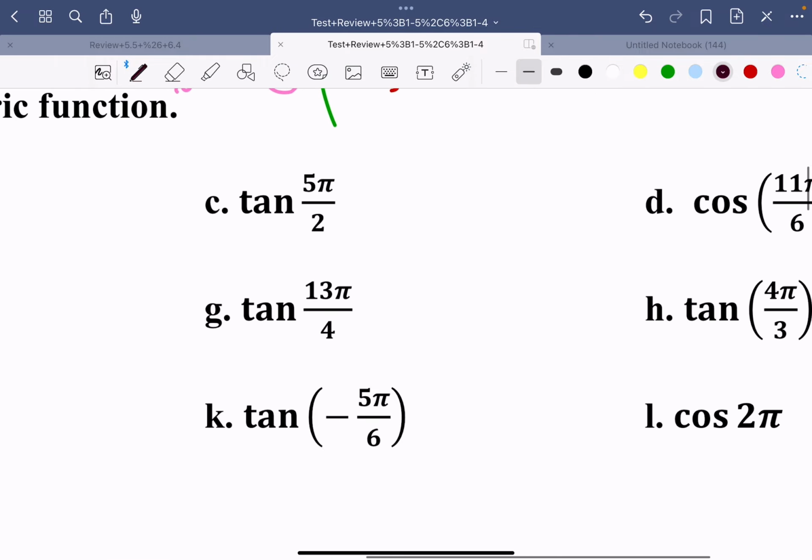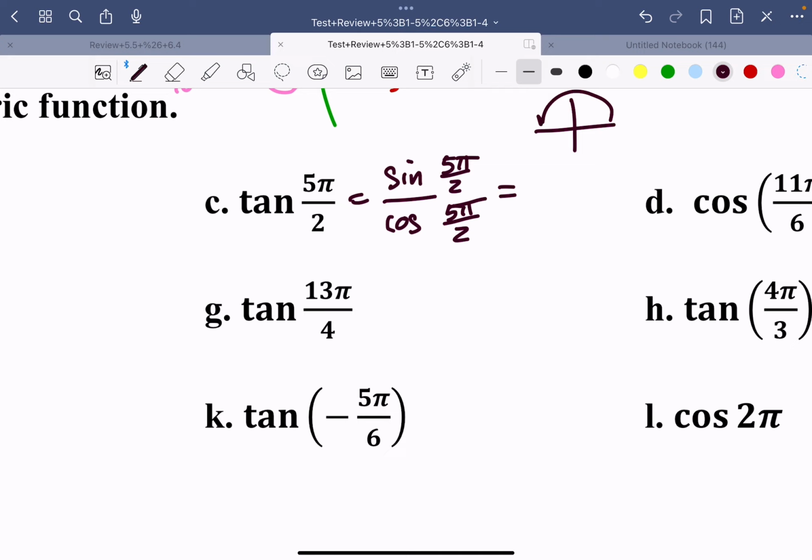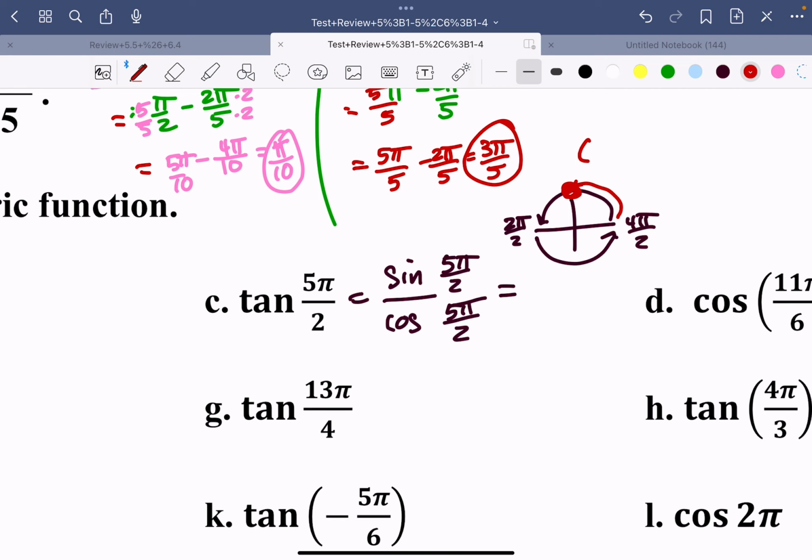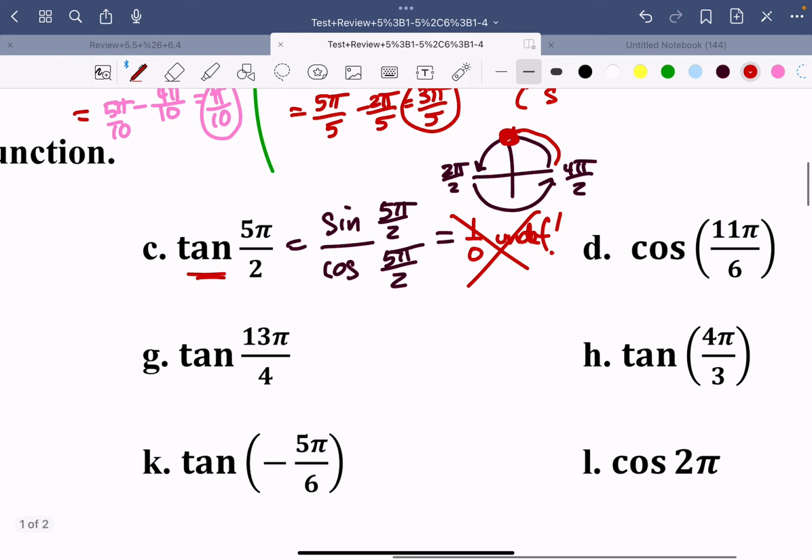So over here, tangent of 5 pi over 2. Tangent is sine over cosine. 5 pi over 2. On the unit circle, here is 2 pi over 2. Here is 4 pi over 2. And if I go one more pi over 2, I'm sitting right here at the top of the unit circle where my cosine is 0 and my sine is 1. So this is 1 divided by 0, which is undefined, right? So this is undefined. Makes no sense.